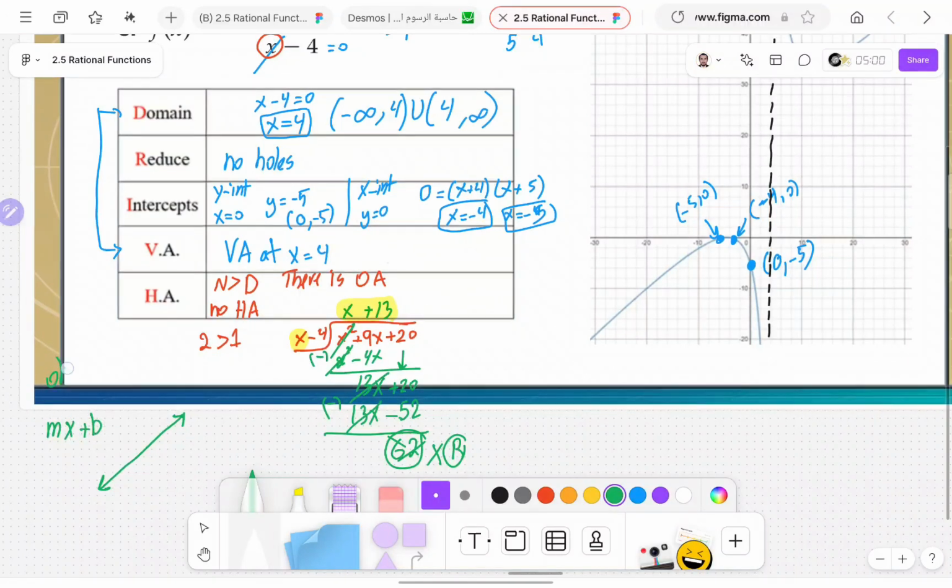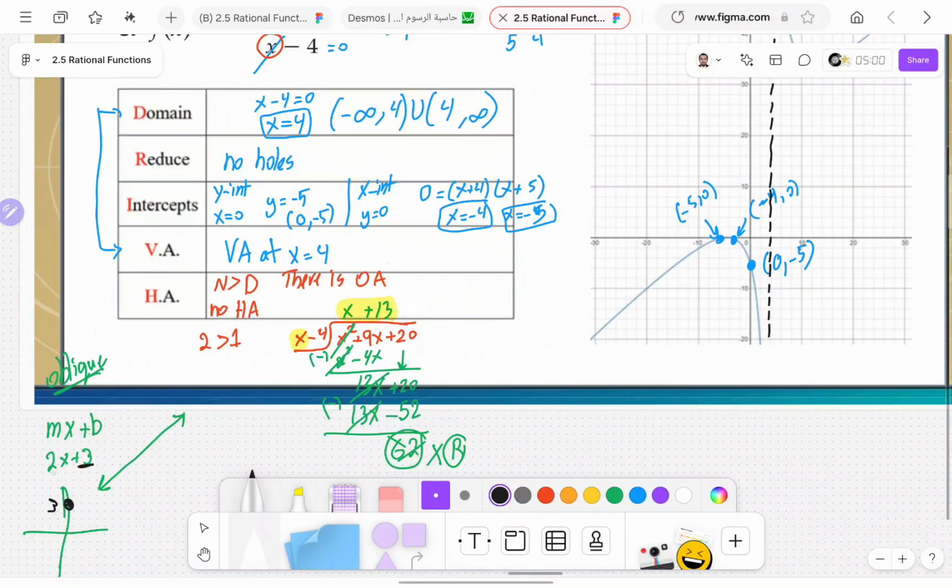So the oblique asymptote is a linear function, but they give it a different name, oblique. The linear function is the same as oblique. Now if I ask you to graph 2x plus 3 on the x and y axis, you would say we start from the y-intercept. The y-intercept is equal to 3.